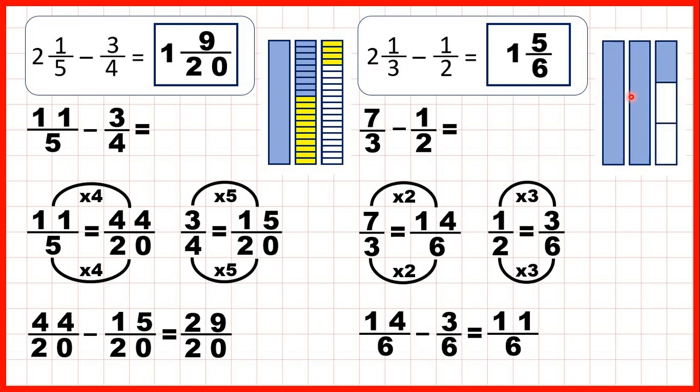Then we had 2 and 1/3, but we changed that to an improper fraction, so we got 7/3. Then we found that 7/3 is the same as 14/6. We needed to subtract 1/2, which is the same as 3/6, so that left us with 11/6 left in blue, which is the same as 1 whole and 5/6.